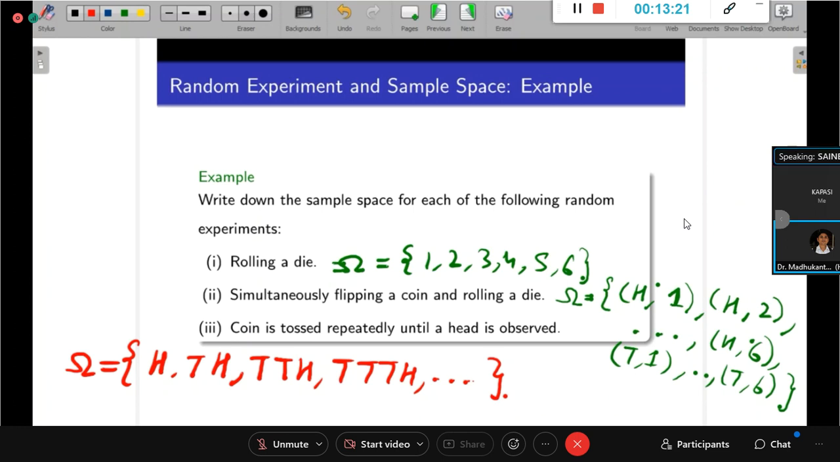Yeah. Rohit Rao, you are muted and you are laughing.